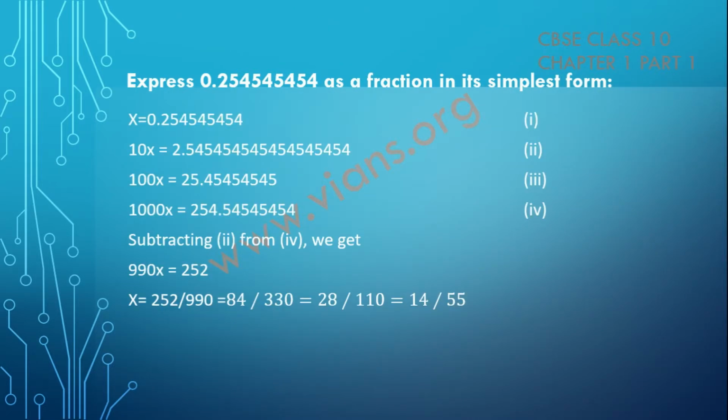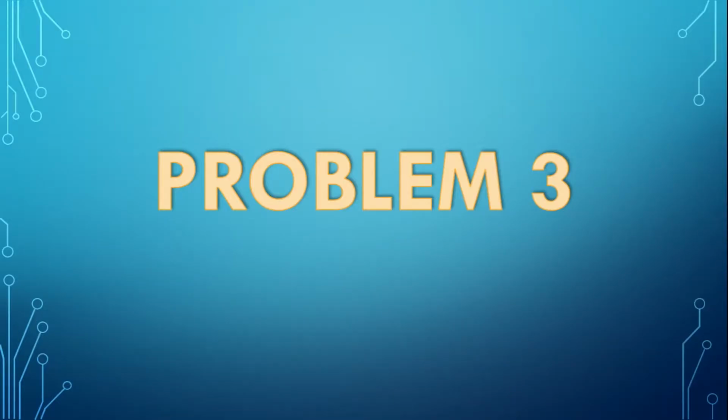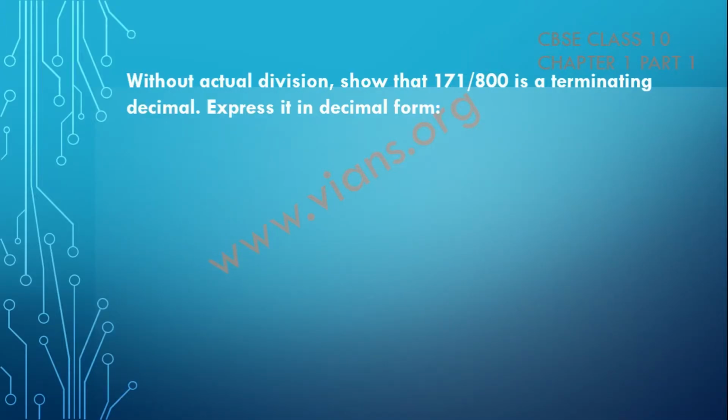And just in case you don't understand my handwriting, that's what we've done over here as well. That is the exact same solution. We've got 14.555. Now, if this is good, let's go on to problem number 3. Problem number 3 says: without actual division, show that 171 by 800 is a terminating decimal.